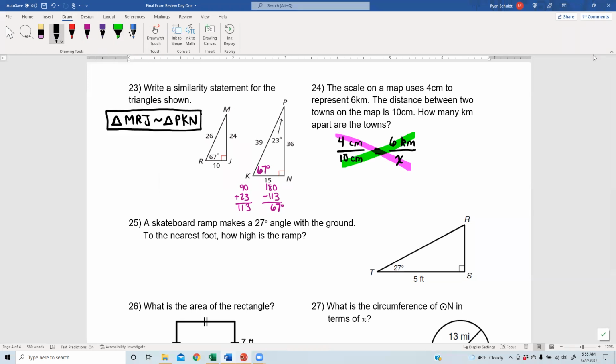Four times x equals 10 times 6. That's going to be 4x equals 60. Divide by 4. We get x equals 15. And that side is in kilometers.